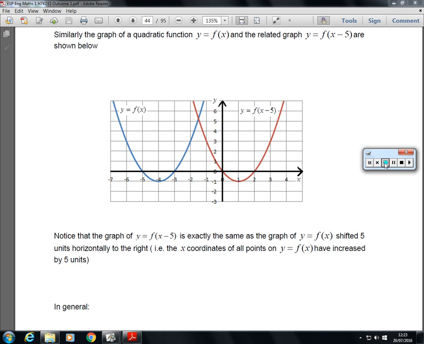This is another translation, but this time to the right. The blue is the original function, and the translation 5 units to the right is y equals f bracket x subtract 5.